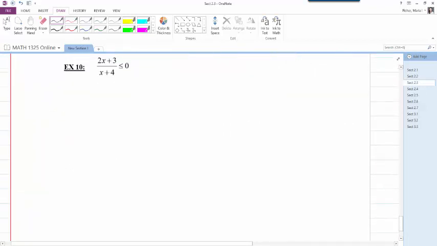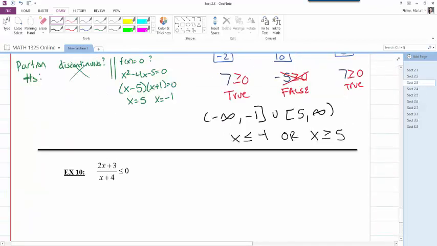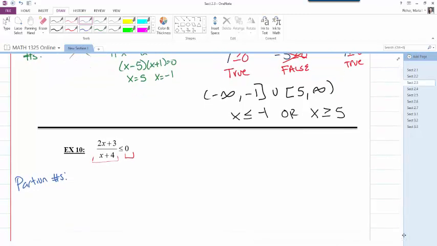Number 10. Okay, number 10, same thing. First we want expression on one side, 0 on the other side. So step 1 is done. Step 2 is find those partition numbers. How do you find the partition numbers? They happen where you are discontinuous. Well, this is a rational function. Where is it going to be discontinuous? It's going to be discontinuous at any real number where the denominator is equal to 0.